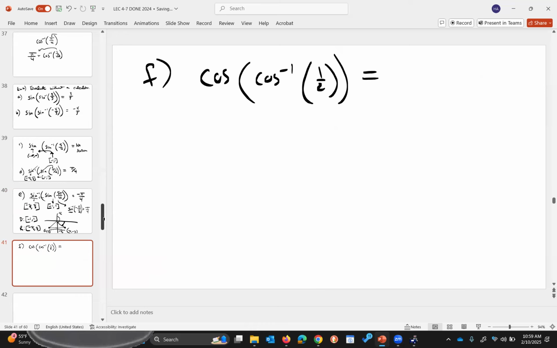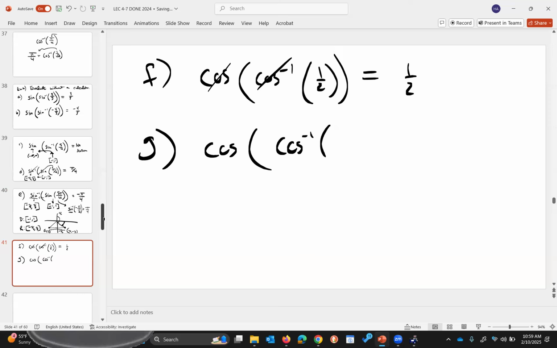Yes. As long as it's inside the domain, right, of negative 1 to 1, those guys cancel out, or crash out, whichever one you want. Okay, and then we go like this. So we have cosine inverse of 1.5.